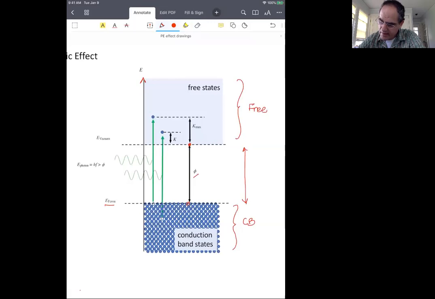Now, if we assume that hf is greater than the work function, then our picture will look like the picture over here on the left side of the diagram. If we excite an electron from one of the most energetic states, then it will be left in a free state with some excess energy, okay? And that excess energy will become kinetic energy. Will create an electron in motion.